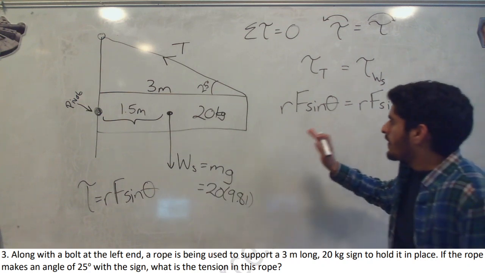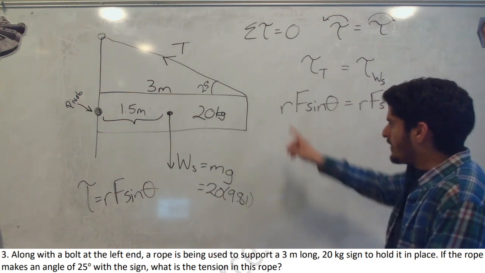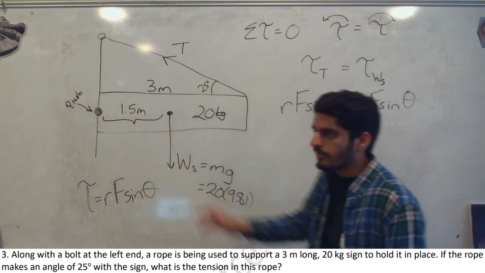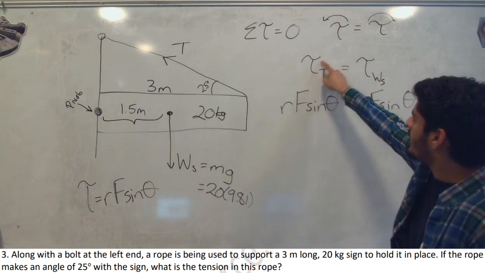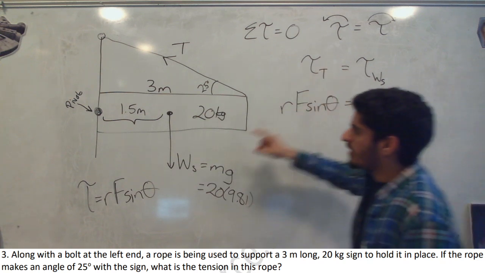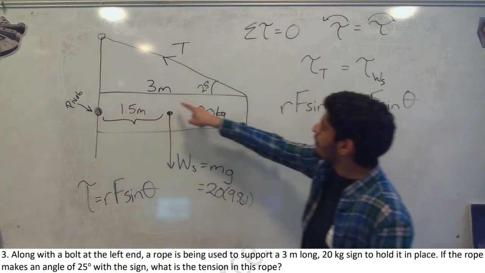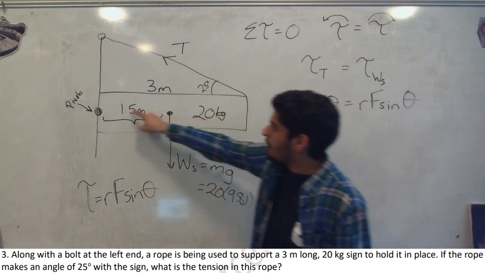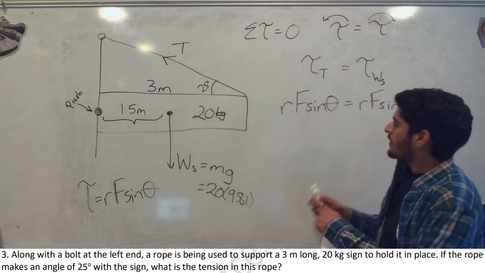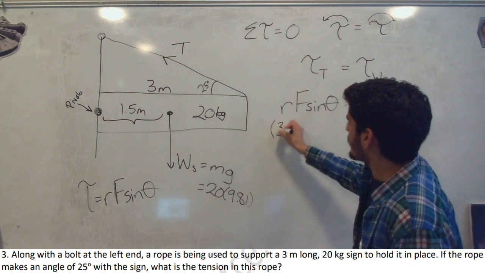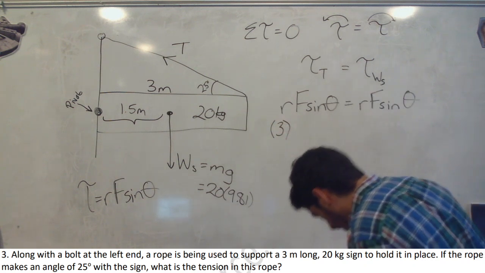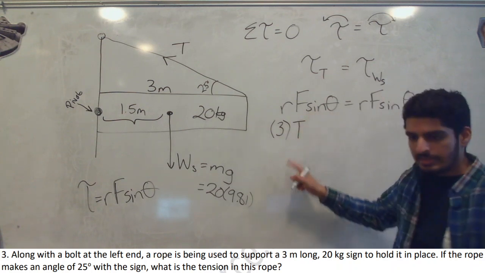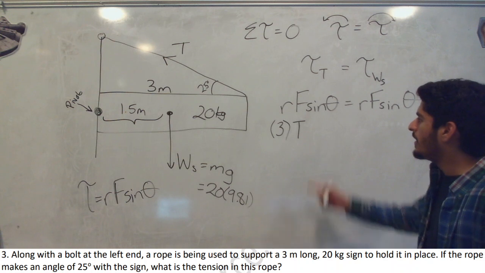And now we start plugging in what we know. So the radius is always the distance from your pivot point to the force in question. And so in this case, if we're talking about the tension, the distance from the pivot point to the actual location where the force is acting on the sign is the full length of 3 meters. And so this radius right here will be 3 meters. And then the force that we're looking for, that will just be tension, T for tension, that's what we want in this problem. And then sine theta.